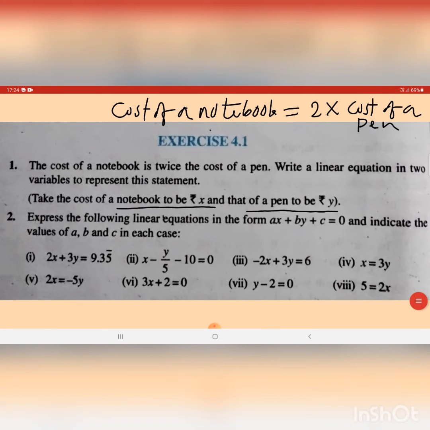That is, what is the cost of a notebook? x. So x is equal to 2 into y, or x minus 2y is equal to 0.